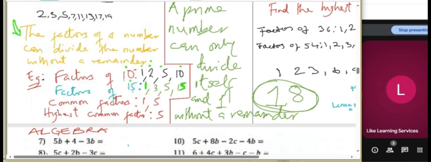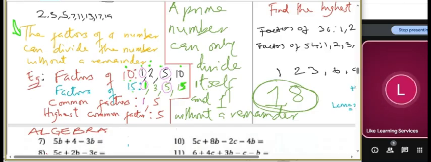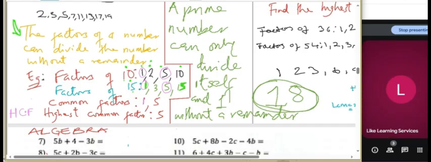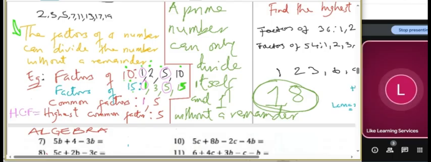The common factors are 1 and 5. Okay, there's 1 in 10, there's 1 in 15. There's 5 for factors of 10, there's also 5 for factors of 15. So the common factors are 1 and 5. And what's the highest common factor? The highest common factor is 5. Highest common factor is 5, HCF.